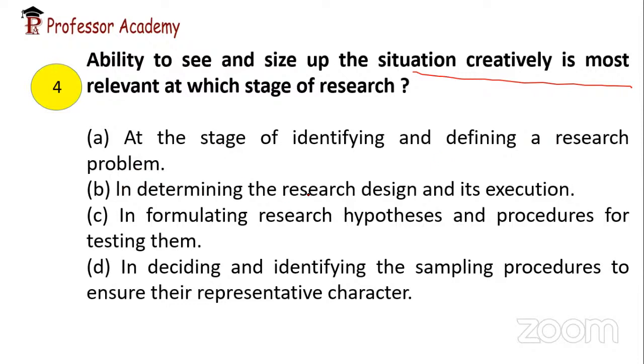Option B, in determining the research design and its execution. Option C, in formulating research hypotheses and procedures for testing them. Option D, in deciding and identifying the sampling procedure to ensure their representative character. So last day we have seen how research ethics is being violated, or which are the stages where research ethics is most vulnerable to get violated. And now the question is regarding the most creativity involved in it.